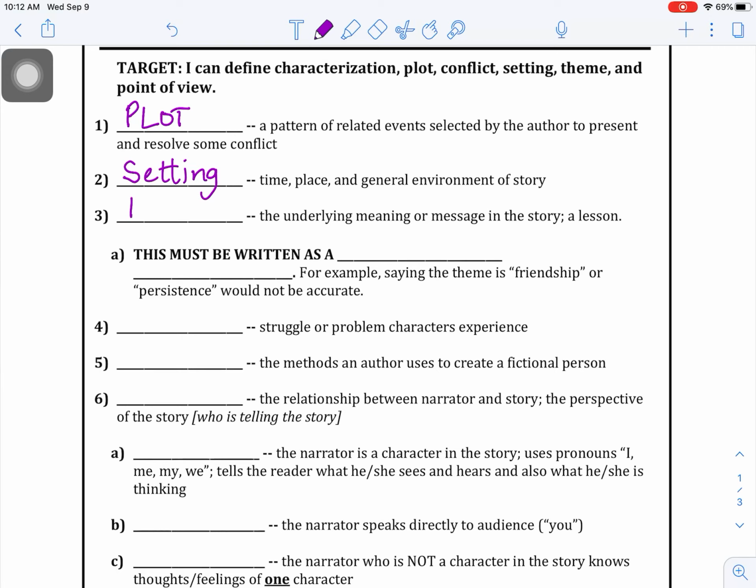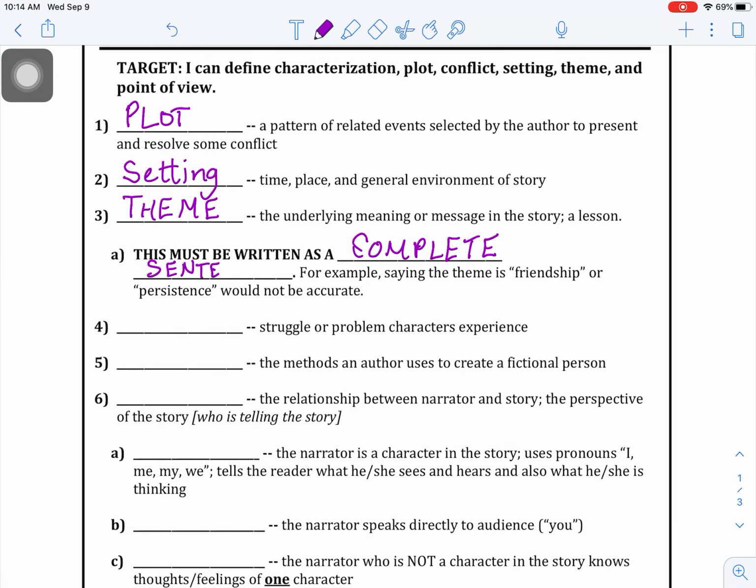Number 3 is something we will continue to build off of and really analyze on a deeper level this year, and that's the theme of a passage. What is the underlying meaning or message in a story? What's the lesson the author's trying to get across? And a really important thing we are going to work on this year is letter A. Remembering that a theme is written as a complete sentence.